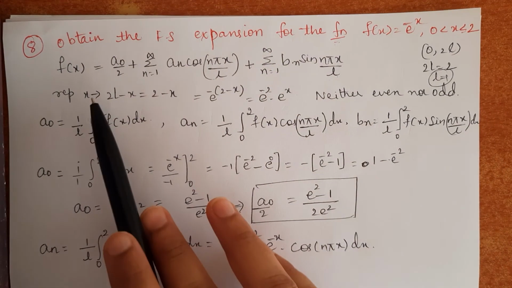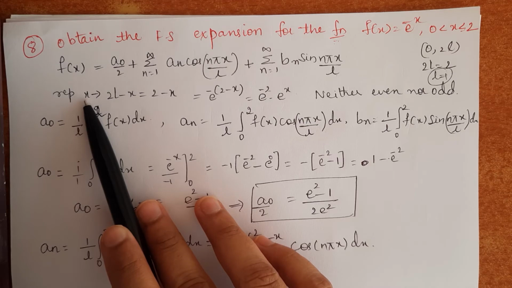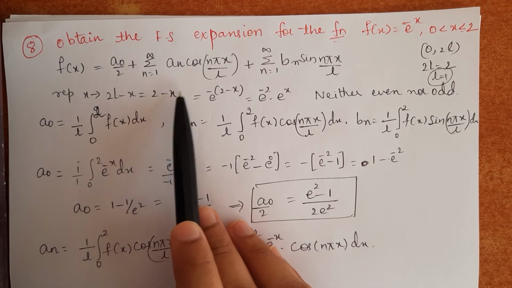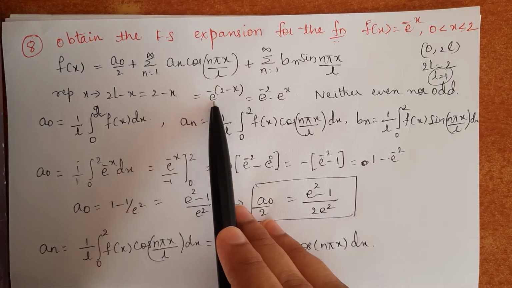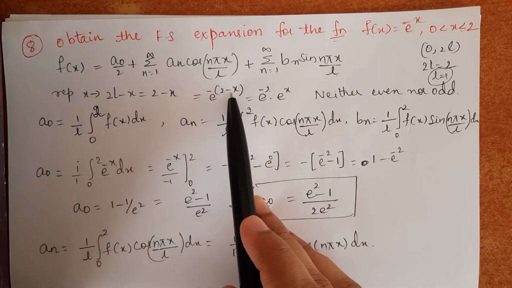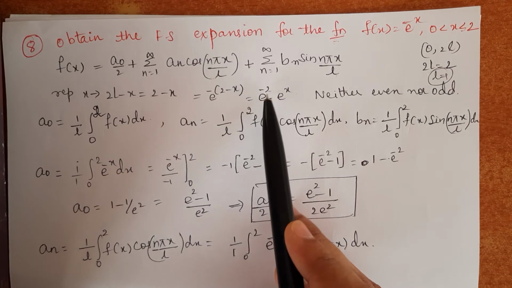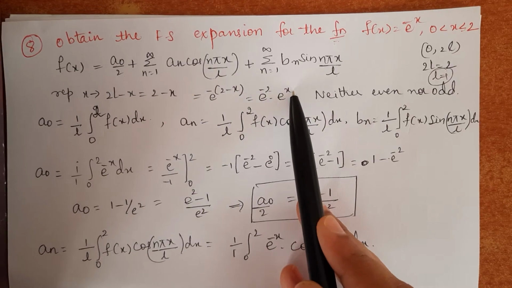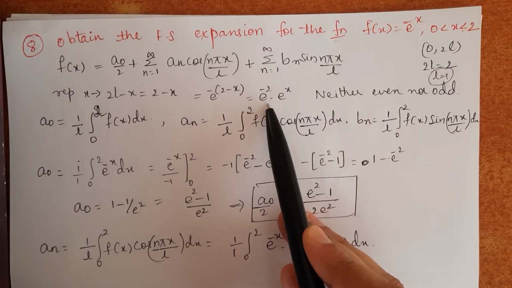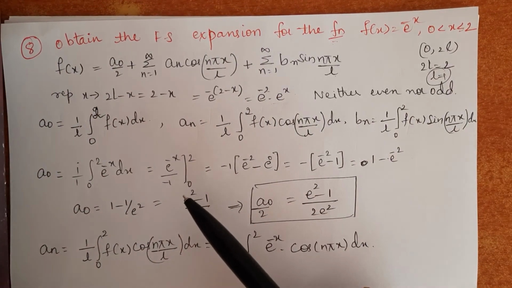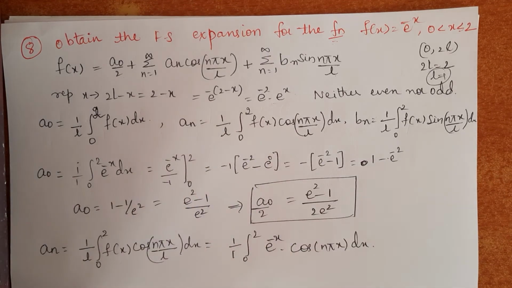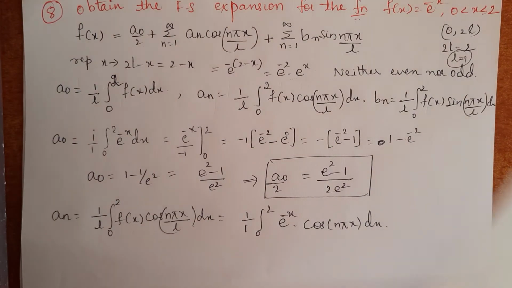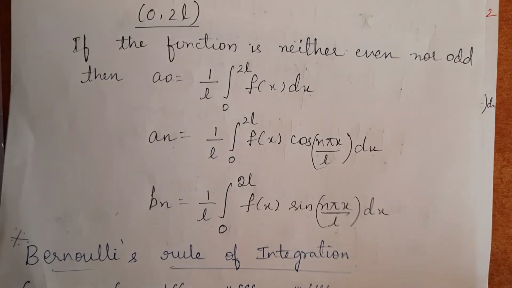Now, since the interval is between 0 to 2l, we should replace x by 2l minus x, that is 2 minus x. When we replace x by 2l minus x, it is e power minus of 2 minus x. I will get it as e power minus 2 into e to the power minus of minus x, which is e power x. Here the function is neither even nor odd. If the function is neither even nor odd, I told you the formulas here.